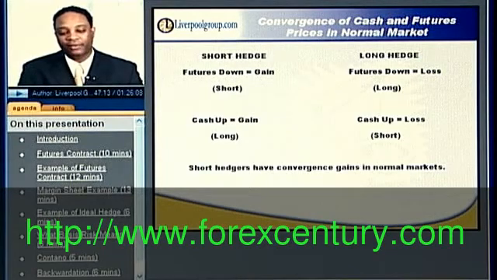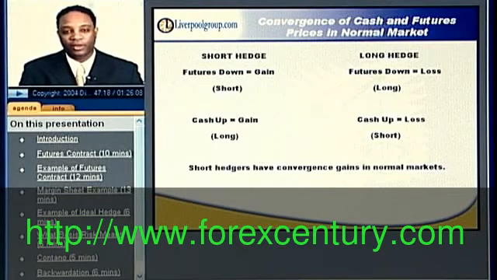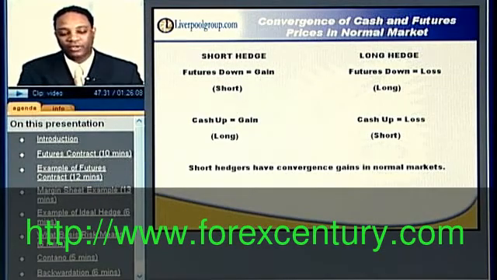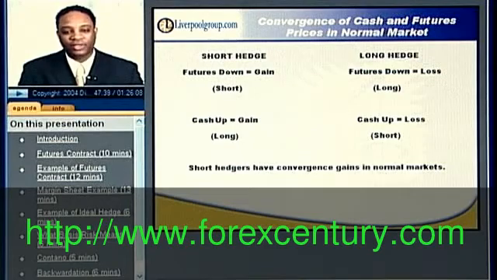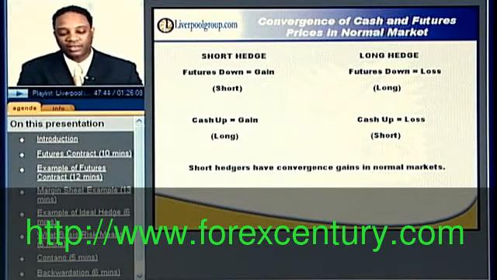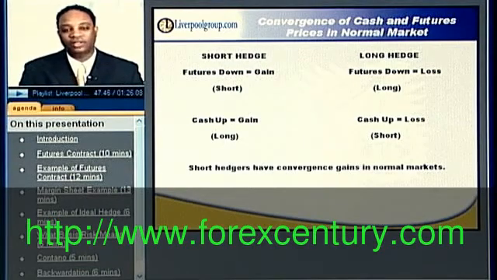Now, here's the breakdown of the convergence, and there's two different types of markets. There's normal markets, and inverted markets. And in a convergence of cash and futures in a normal market, we see that if you're a short hedge during a normal market, you've got preferential treatment. When futures are down, you actually gain because you're short the futures. And when cash is up, you gain because you're long the cash. And so as these two begin to meet towards the middle, you begin to profit on both sides. And so short hedgers actually have convergence gains during normal markets. A lot of profit there.